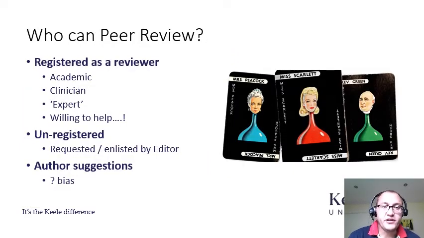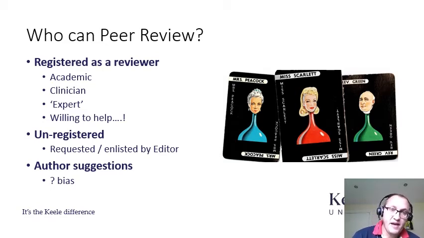So the next question is really, who can peer review? You submit your work to the journal, and then it goes off to be reviewed by a journal appointed reviewer. Who is this person? Well, this person must be registered with the journal as a reviewer. This can be anyone. You can self-register, you can be invited to register, you can be encouraged to register.